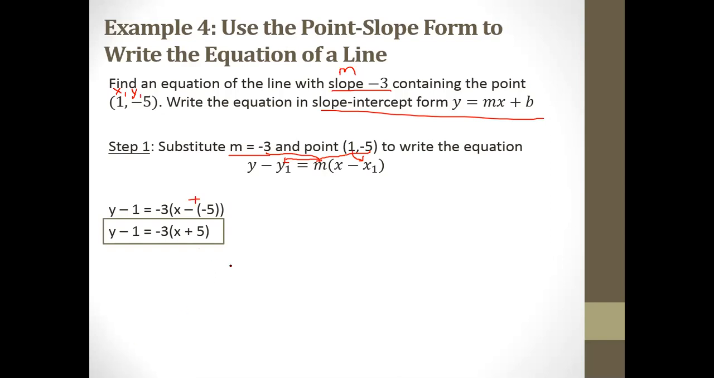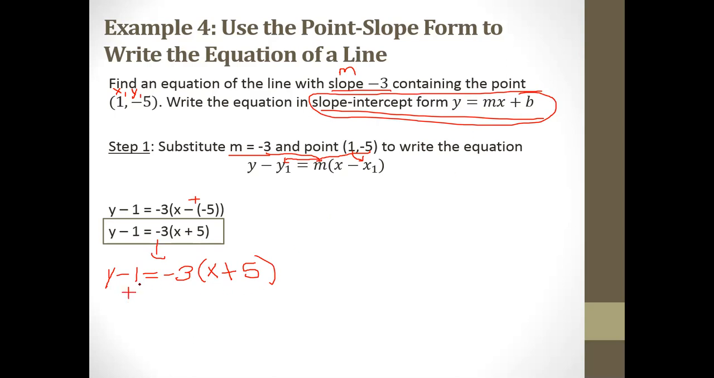Now let me go back to that last one. We were asked to write this equation in slope-intercept form, so we actually wouldn't stop here. We would need to continue after we have that point-slope form of y minus 1 equals -3 times x plus 5. We need to get y by itself on the left side of the equation in order to write slope-intercept form.